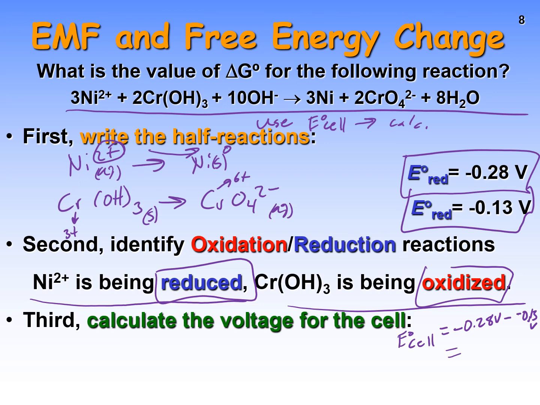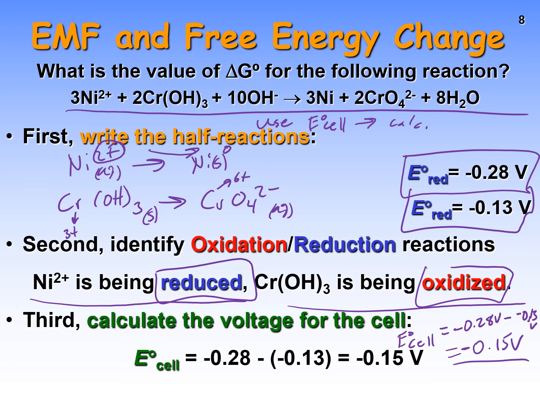And I can get E naught cell here for this. It should be negative 0.15 volts. And this is my answer for E naught cell, as you can see.